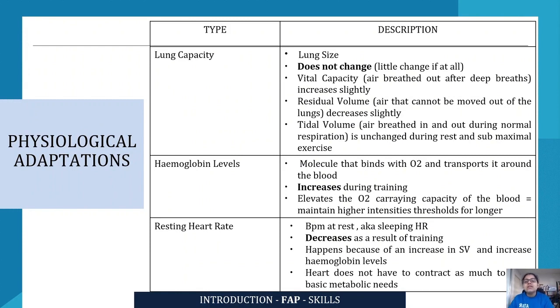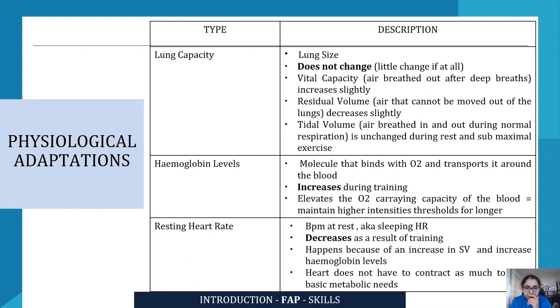Okay, so let's have a look at some more physiological adaptations. So lung capacity. Now lung capacity is basically the lung size, and lung size does not change from training. So that is something to keep in mind. There could be a little change, if any at all, but generally we don't see a change in the size of your lungs. But the vital capacity, so the air that you breathe out after deep breaths, that increases slightly as a result of training.